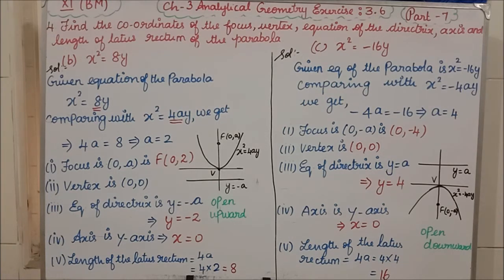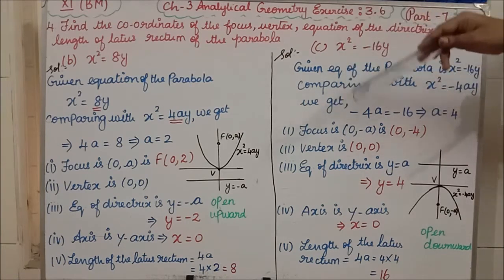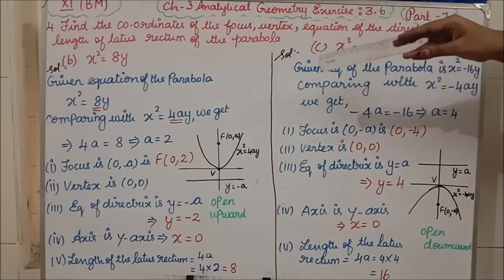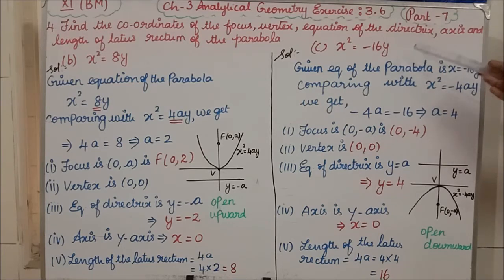Clear? Now, x square is equal to minus 16y is given. Okay, see now, they have given x square, here also x square. It is positive, here negative. So negative means it will come downward, which is an open downward parabola. Immediately by seeing the equation of the parabola, you have to come to the conclusion whether it is open upward, rightward, leftward or downward.